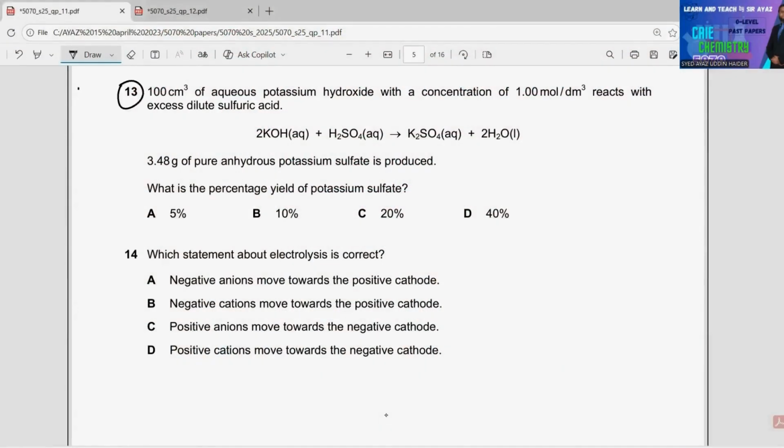Number 13. 100 centimeter cube of aqueous potassium hydroxide with a concentration of 1 mole per dm cube reacts with excess dilute sulfuric acid. This is the reaction equation. You see in the reaction 2 moles of KOH, that is aqueous potassium hydroxide, react with 1 mole of sulfuric acid, H2SO4. 3.48 gram of pure anhydrous potassium sulfate is produced. What is the percentage yield of potassium sulfate? So we have to follow this relationship.